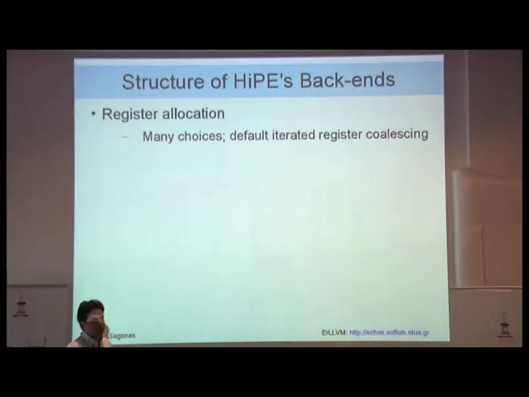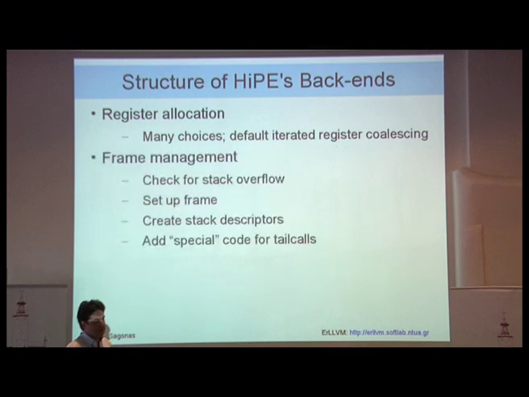But beyond that, there are not that many things that happen at the backends. There is a bit of frame management, but it's very much standard. We do a bit of special code for tail calls because we have to worry about tail calls in Erlang. And some code linearization paths trying to take advantage of the modern architectures and the way they do caching. But that's it, really. And then the code just gets assembled.